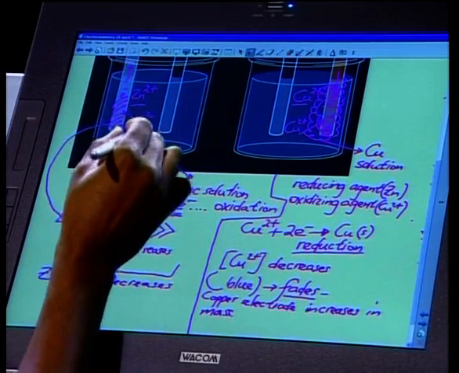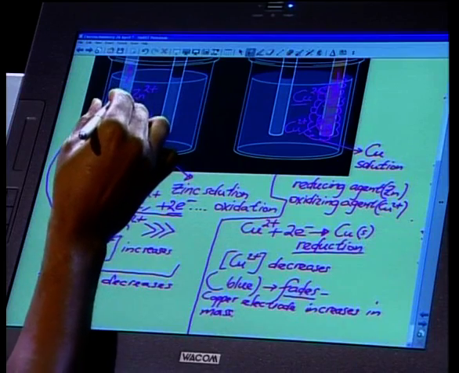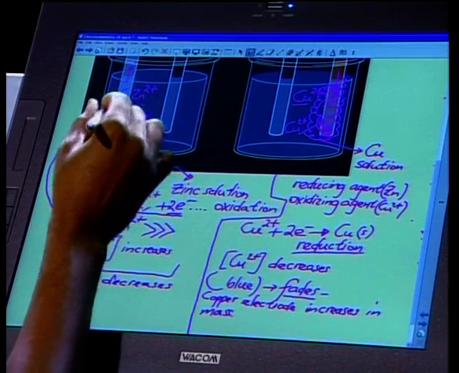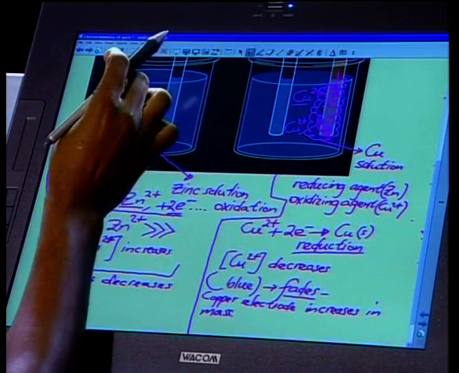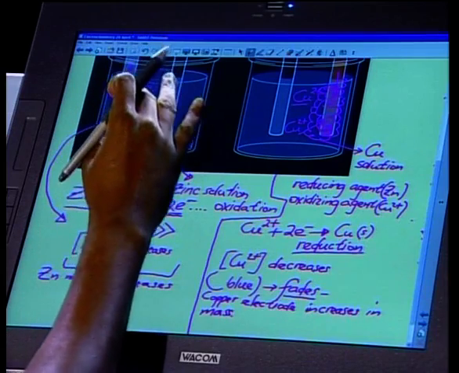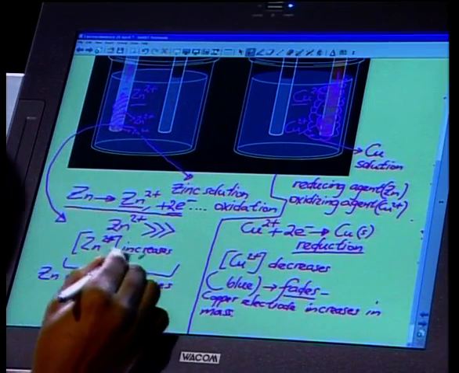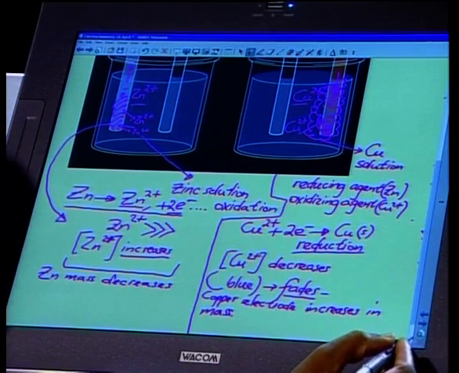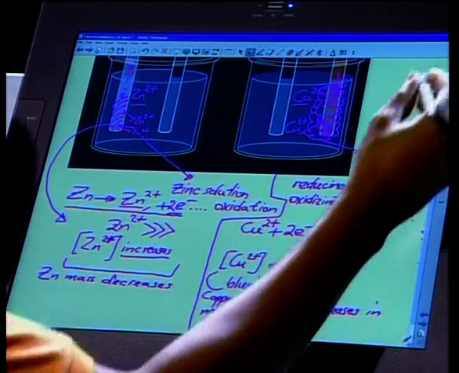But the fact is, as more and more atoms of zinc get oxidized, the mass of the zinc gets less and less, and therefore the concentration of zinc ions increases there, as we have explained earlier on. So that is what we see happening here.